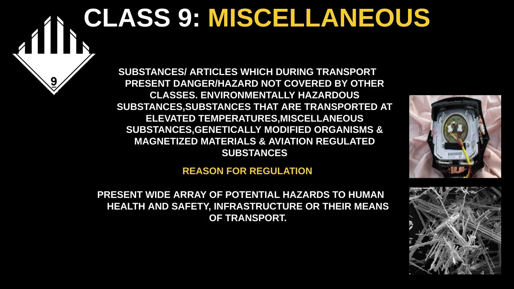Class 4 are your flammable solids, which are combustible and prone to spontaneous heating or ignition. Class 5 are your oxidizers and organic peroxides, which can accelerate combustion or decompose explosively. Class 6 are your toxic and infectious substances, which can be harmful upon contact, ingestion, or inhalation. Class 7 are your radioactive substances, which can emit ionizing radiation, hazardous to health.